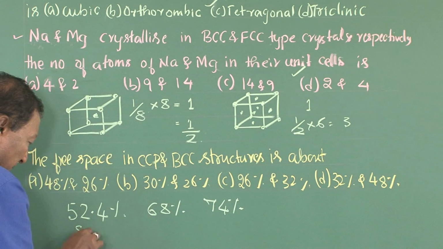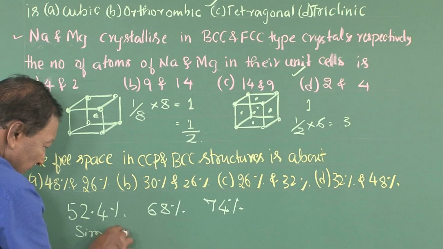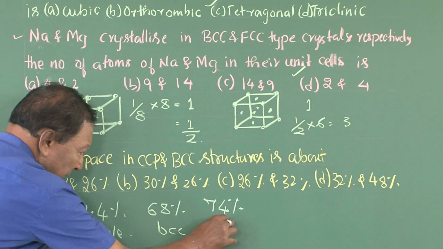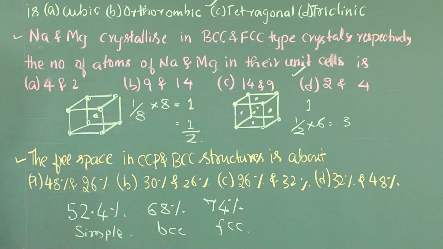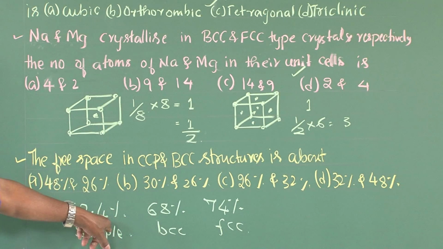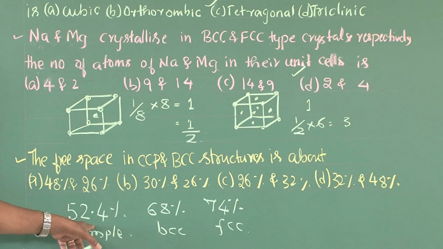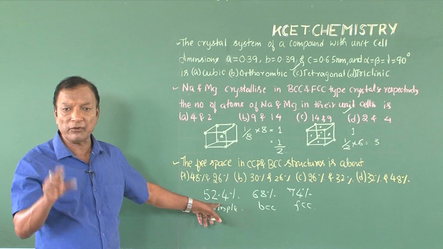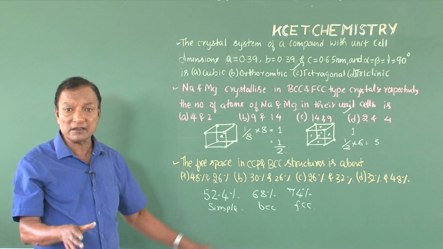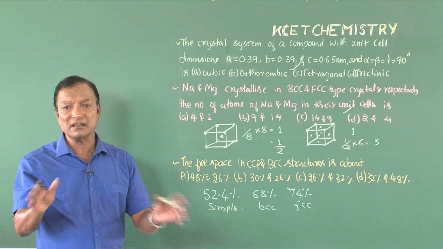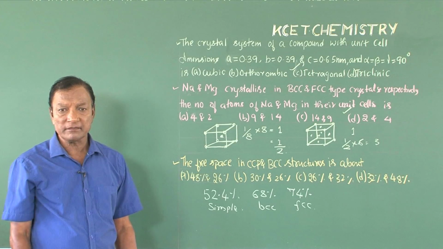Therefore, it is the simple cubic unit cell, the BCC unit cell, and the FCC unit cell. In case of the simple cubic unit cell, we say the packing efficiency is least. We are just surprised to note that only half of the space is used by the particles, just about 52.4%. In other words, almost half is in the form of empty space.